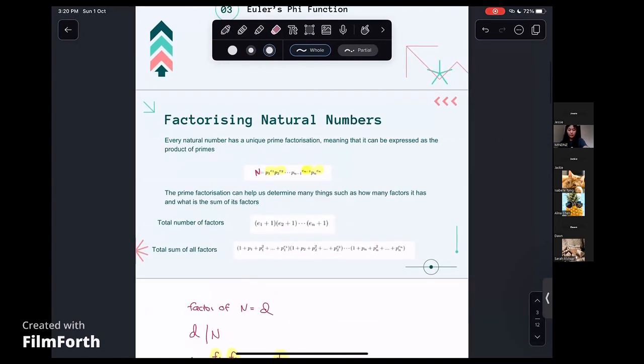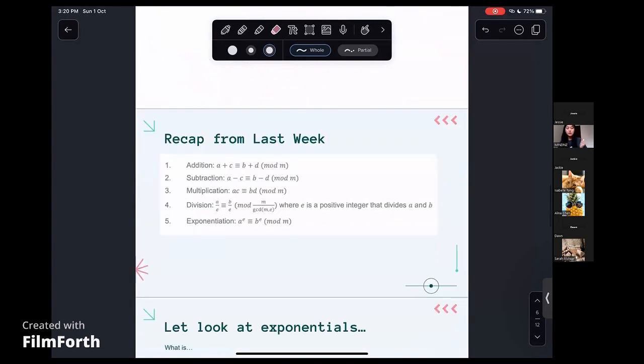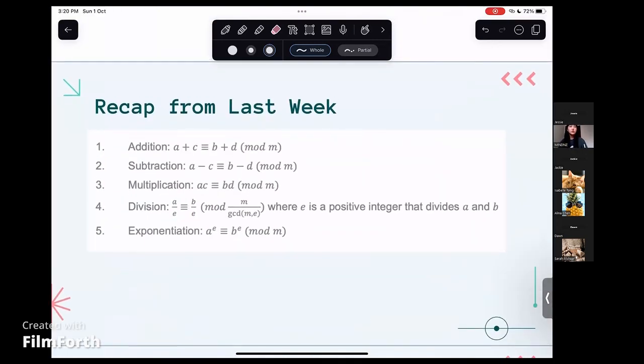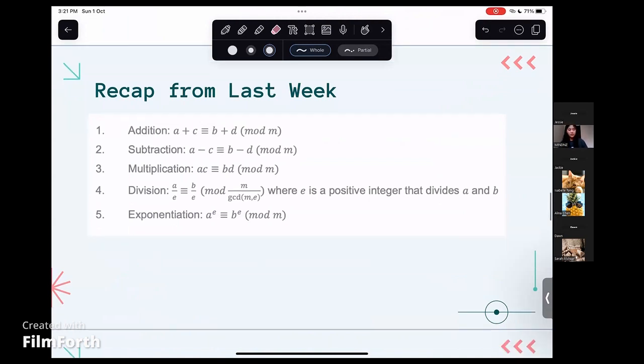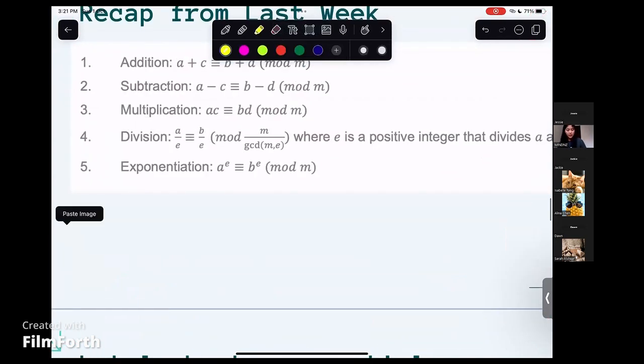Then we can move on. So let's move on to the next one. A little bit of a recap from last week, which is mainly the idea of modular arithmetic, which is really, really important, especially in today's session. So just remember that for modular arithmetic, addition, subtraction, and multiplication all work the same way. You just have to be a little bit more careful with division. And today we'll be mainly talking about exponential stuff.